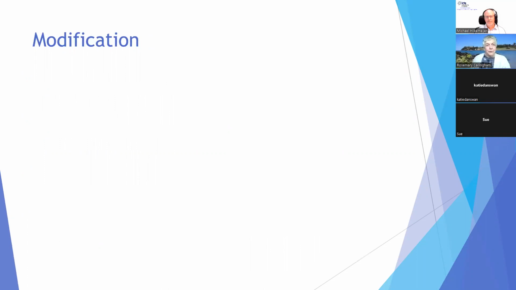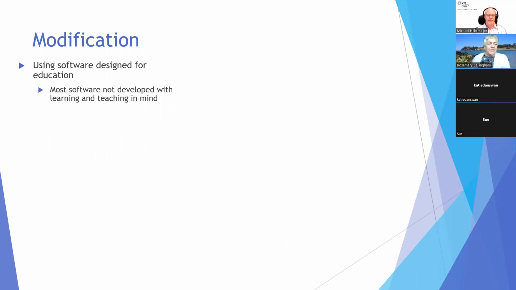Modification is a bit more difficult. This is where you're actually changing the nature of the task to some extent, again, adding some value. And this is where I think you need to use software designed for education. Most software isn't developed with learning and teaching in mind. Interactive whiteboards are a good example. They came from the commercial world. Anything that happens in commerce, people always want a piece of the education pie because education is a big spender. So there was this big push.